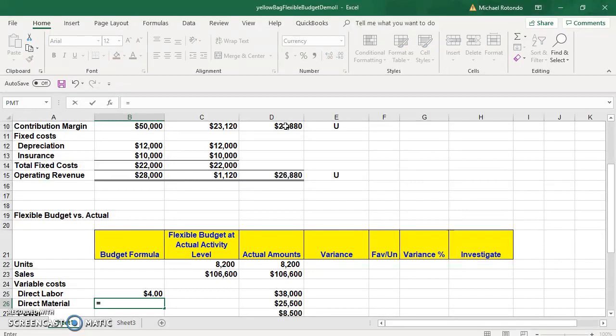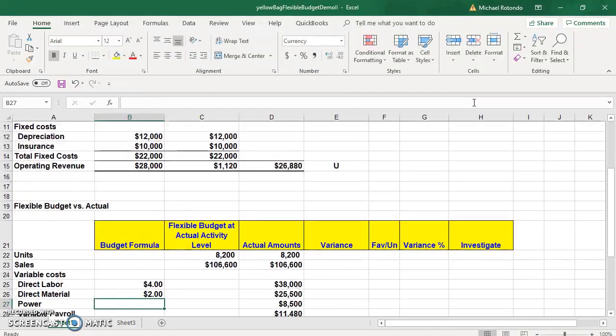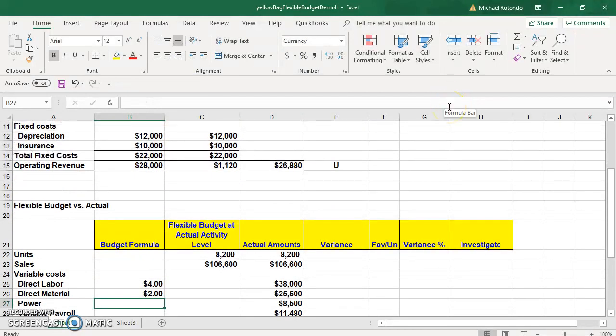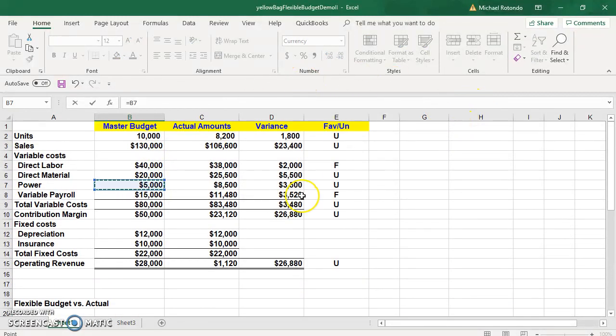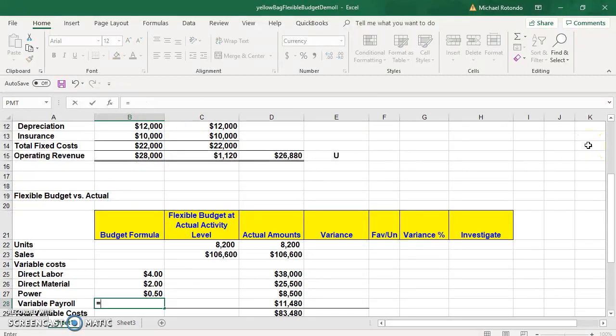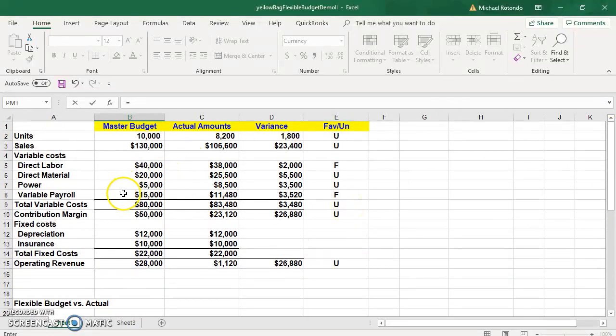For direct materials, we would do the same. We're going to take our direct materials cost estimated in the master budget divided by the units, and it's going to give us $2 per unit. We would do the same for power. So these are all variable costs. So we're going to take the 5,000 that was anticipated in the master budget and divide it by the units. And then finally, the variable payroll, the same. So basically what we're doing is we're saying these are the costs that were standardized in the master budget, and this is what we have to use in the flexible budget.